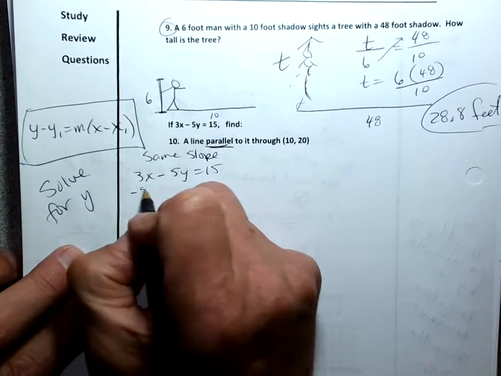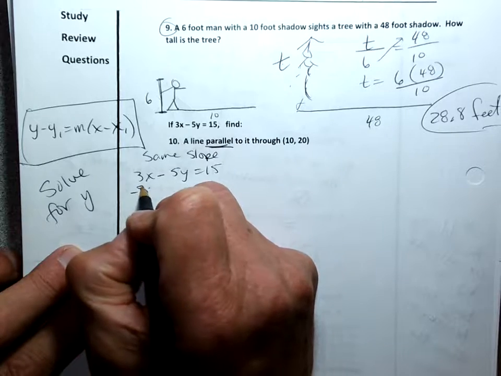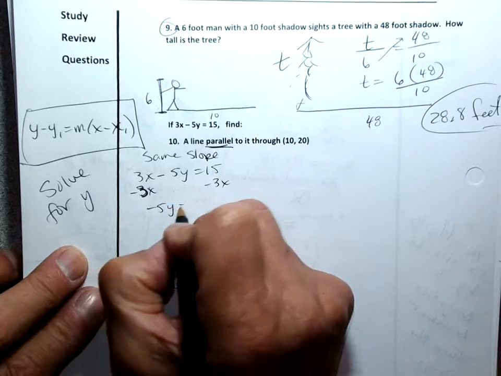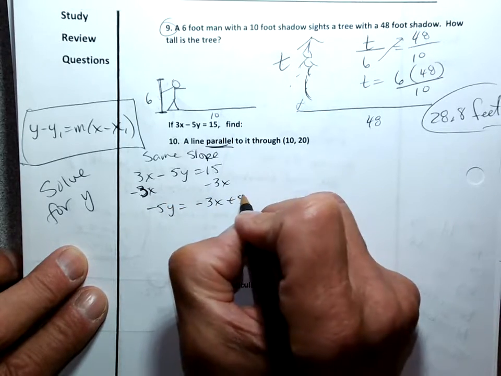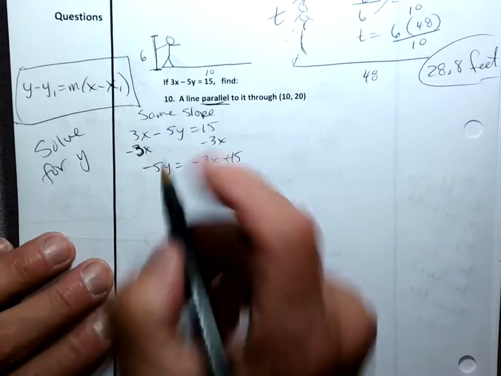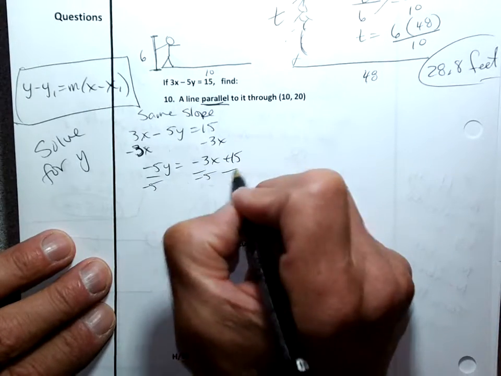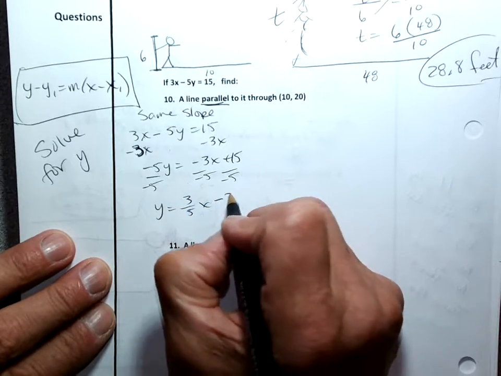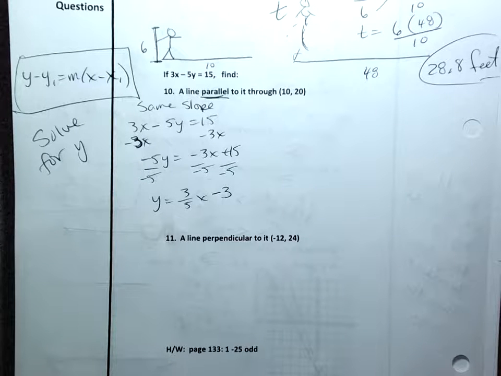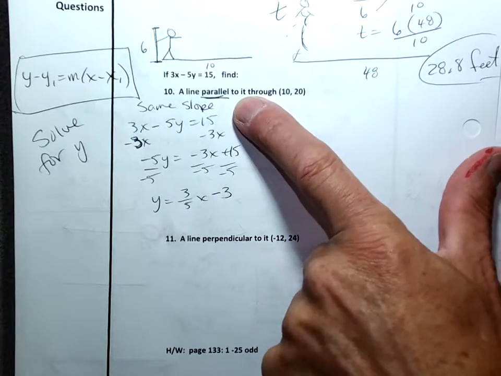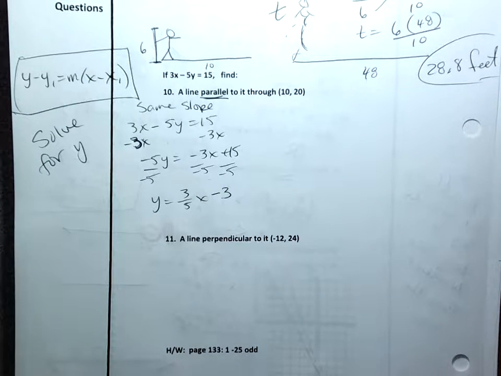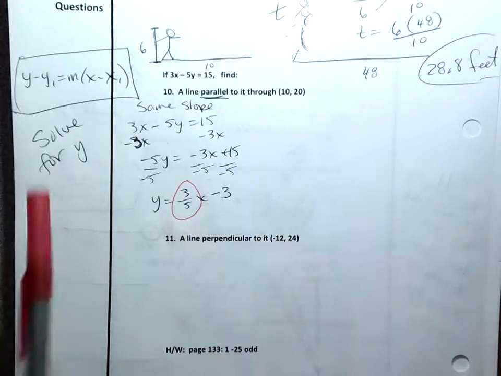All right, minus 3x, right? Minus 3x. I'll have a negative 5y equals a negative 3x plus 15. Okay? Divide by negative 5. Have y equals a positive 3/5 x minus 3. Now, I'm not done. In fact, I did a whole lot of work just to get one thing. If they're parallel, they have the same slope. I needed the slope. So what I have now is the slope. Okay, I'm not done, but what I've got is the slope. Okay, so there's my slope.